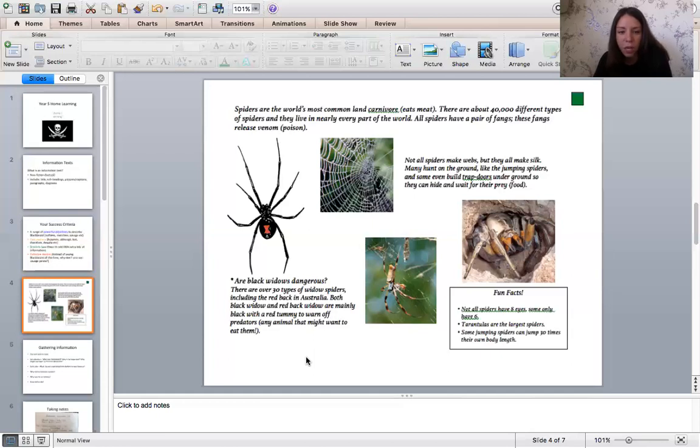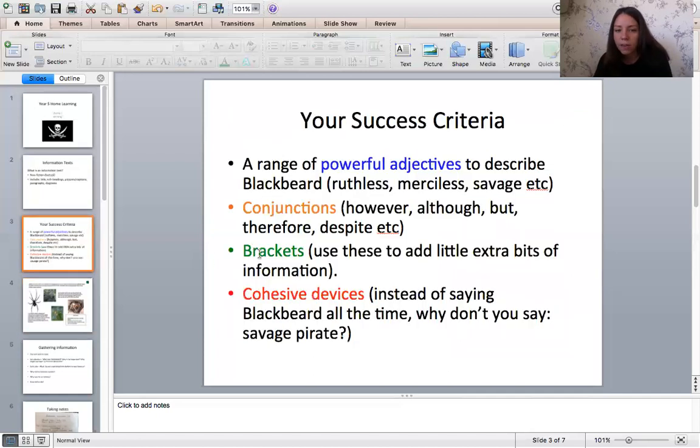There are over 30 types of widow spiders, including the redback in Australia. Both black widow and redback widow are mainly black with a red tummy to warn off predators, any animal that might want to hunt them. We've got some more brackets here for extra information. And then we've got some fun facts here. And this is something that you could include in your information text too, just to make it a bit more exciting.